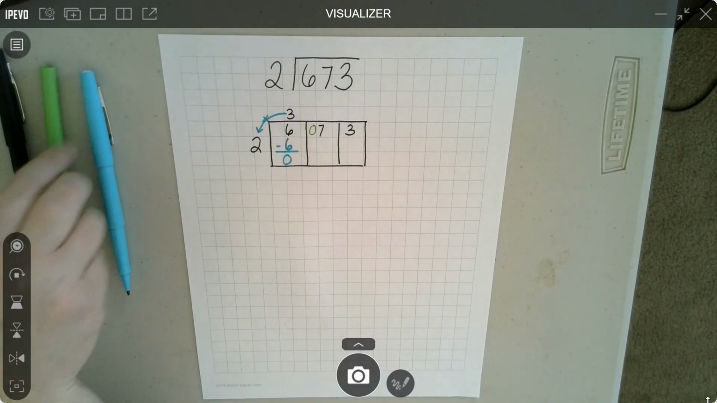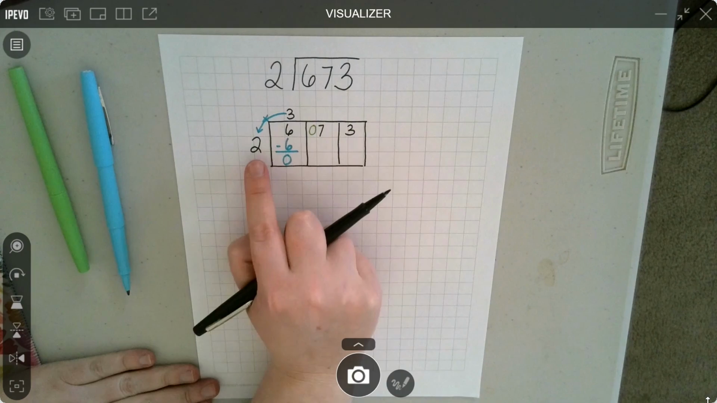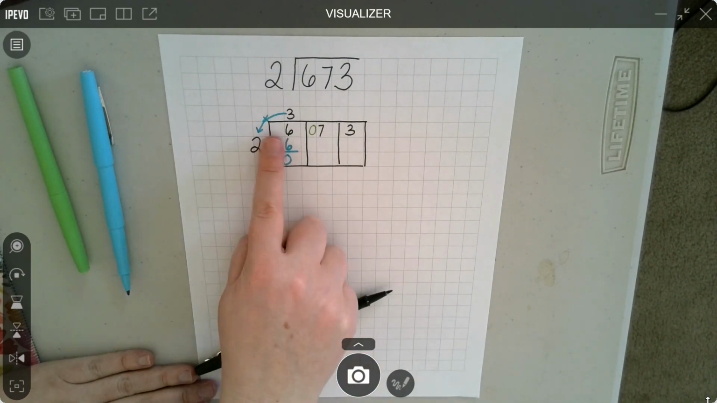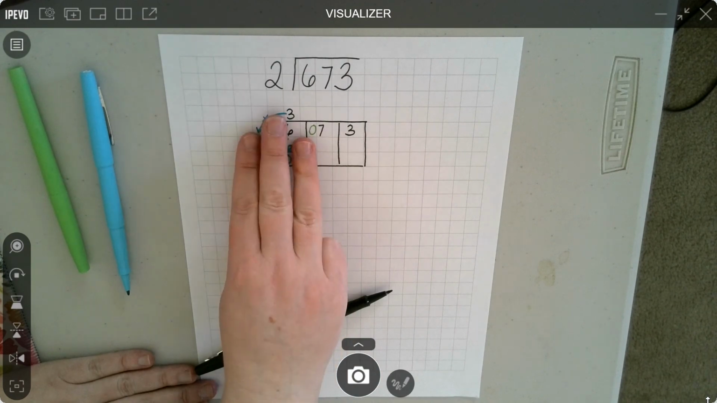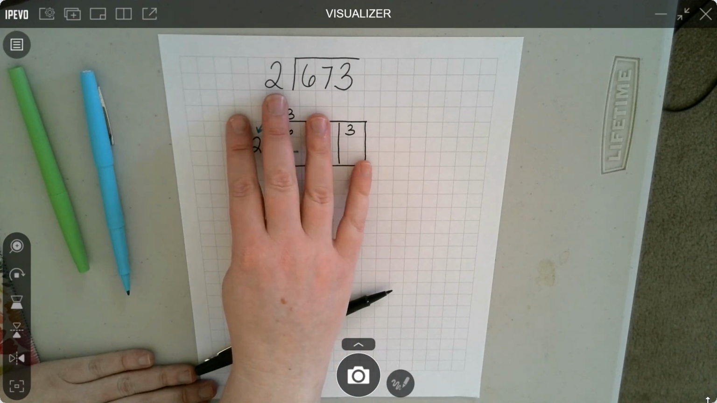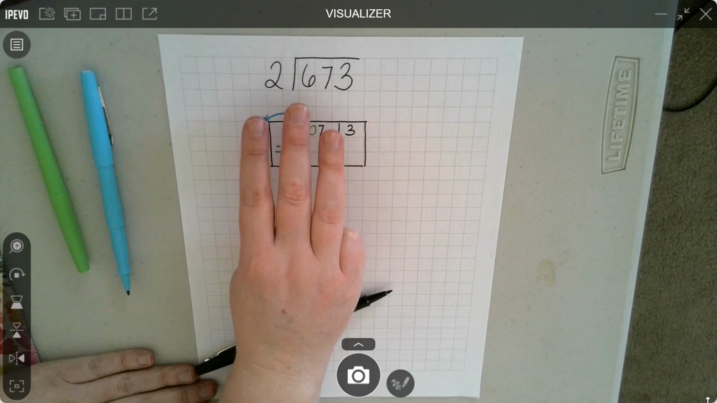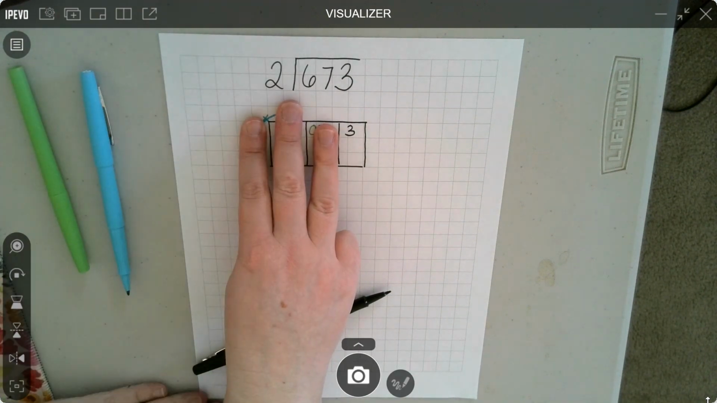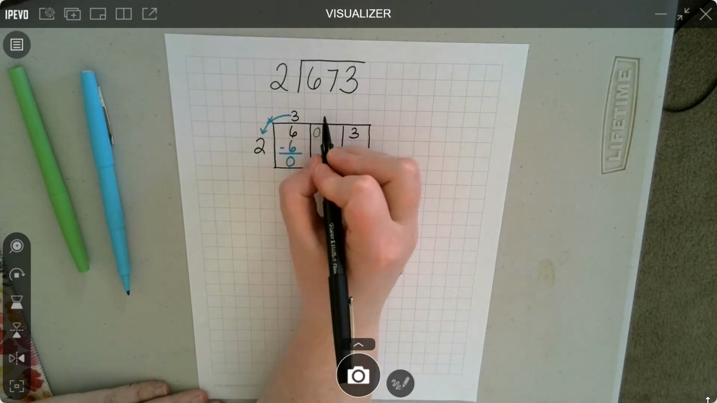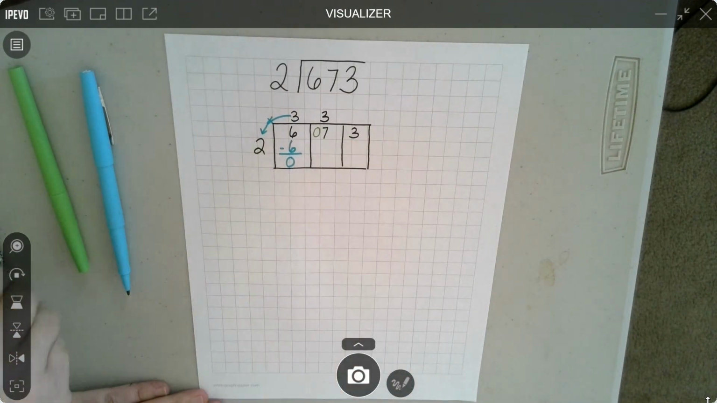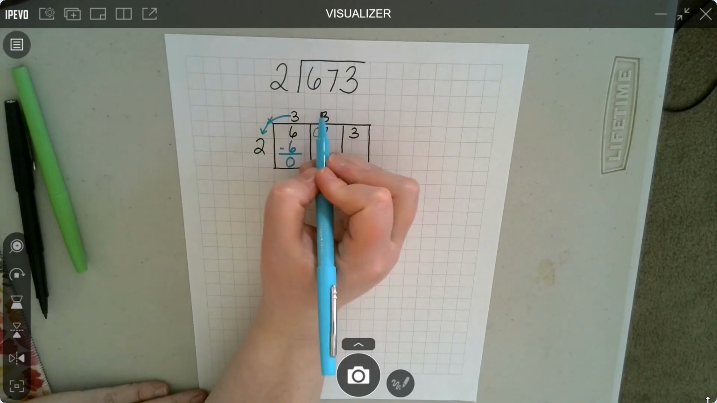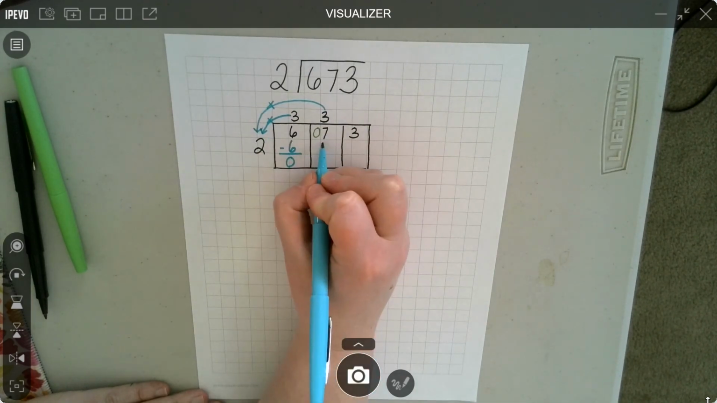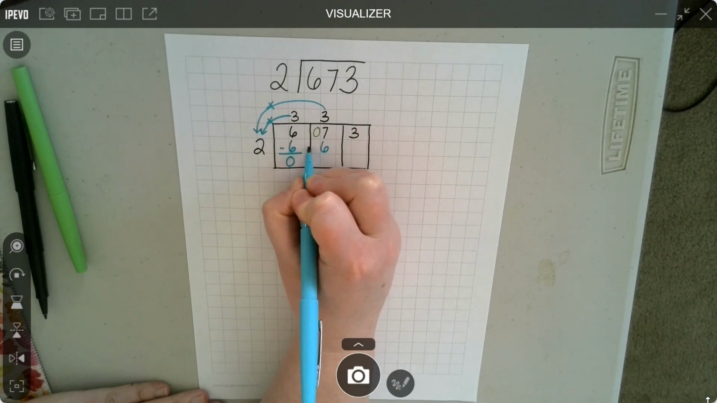So now my next question is, how many times can 2 go into 7 without going over? Well, 2, 4, 6, 8. 8's too much. Let's back it up. 2, 4, 6. It can go in 3 times. So I'm going to write a 3 up here. Now, what is 3 times 2? 6. Very good. So I'm going to put a 6 here underneath the 7.